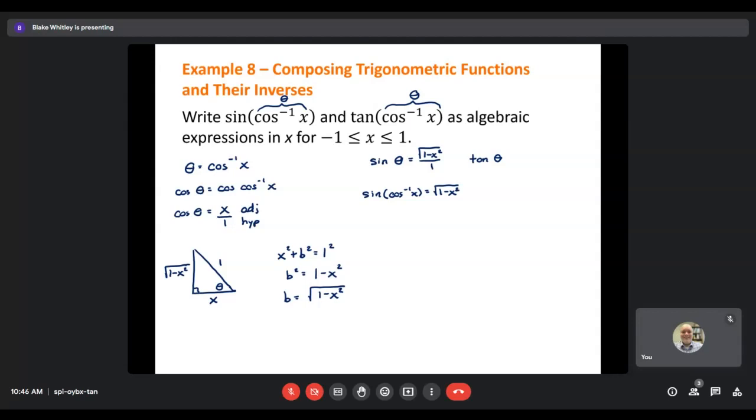All right. And then our tangent of theta, that's going to be opposite over adjacent. And so if we do the opposite over the adjacent, that should give us square root 1 minus x squared all over x. And so the original thing that was given, tangent of the inverse cosine of x, is equal to the square root of 1 minus x squared over x.